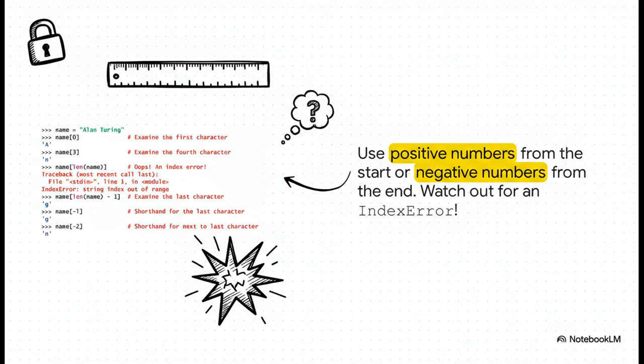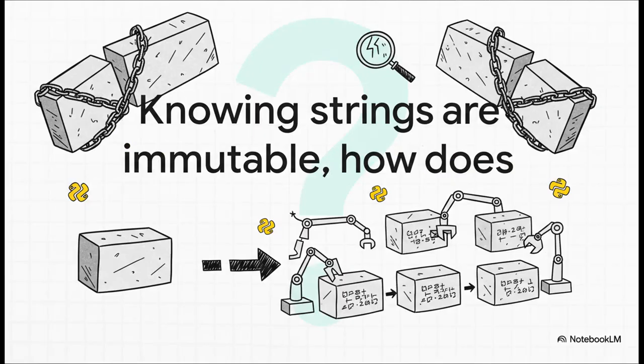So name[0] gets us the first character, A, and name[3] gets us the fourth one, N. Python also has this cool little trick where you can use negative numbers to count from the end of the string. So name[-1] is a super fast way to grab the last character, and name[-2] gets you the second to last. Just be careful. If you ask for an index that doesn't exist, like trying to get the 12th character in a string that's only 11 characters long, Python will throw an index error.